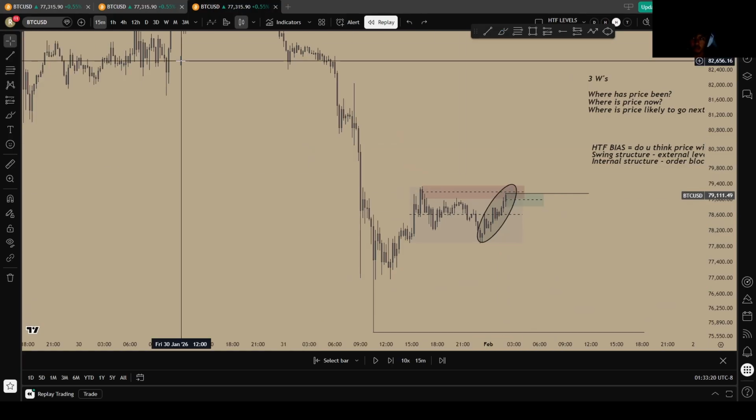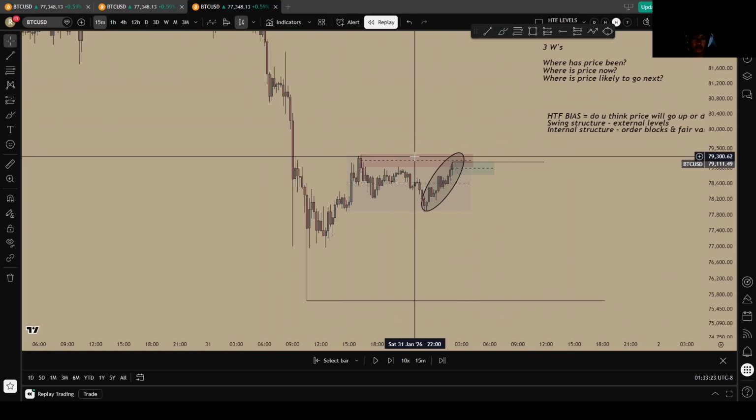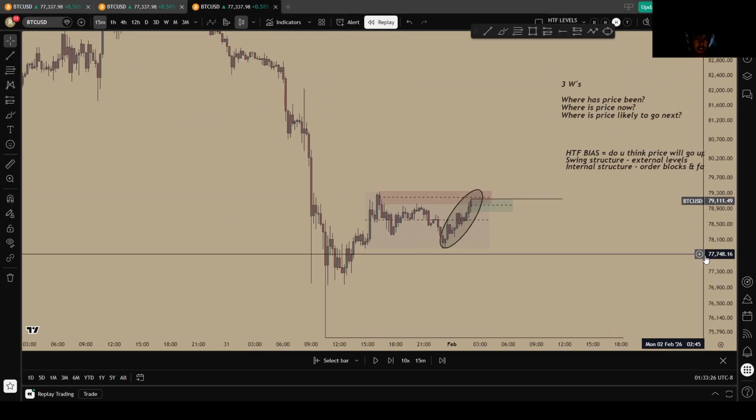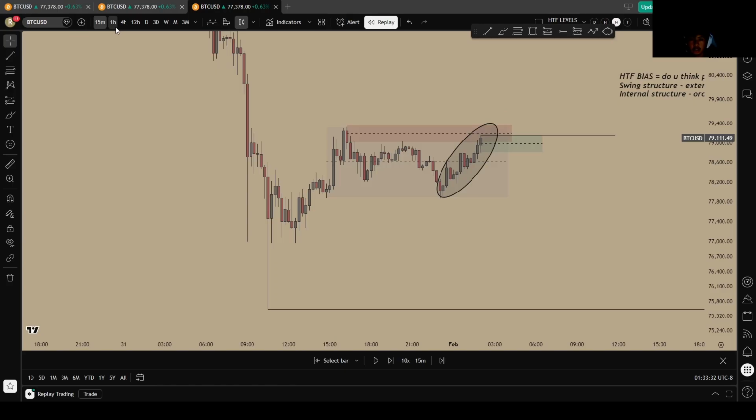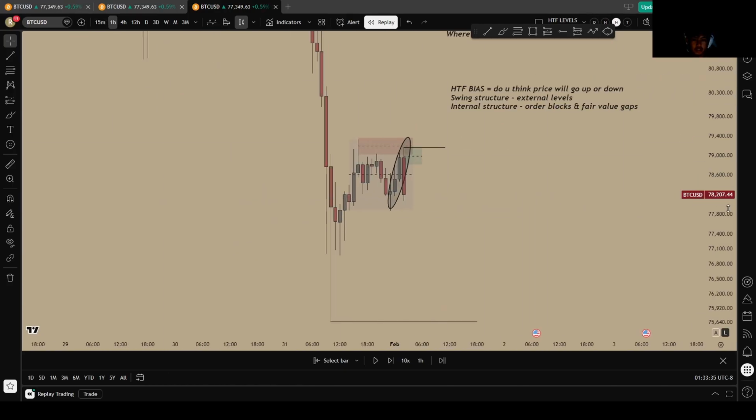We have to answer more questions. We have to do more analysis, right? So where has price been? Price has been trending down. Now let's actually zoom in a bit and look at where price was. This is where we have to go to some higher time frames and analyze.